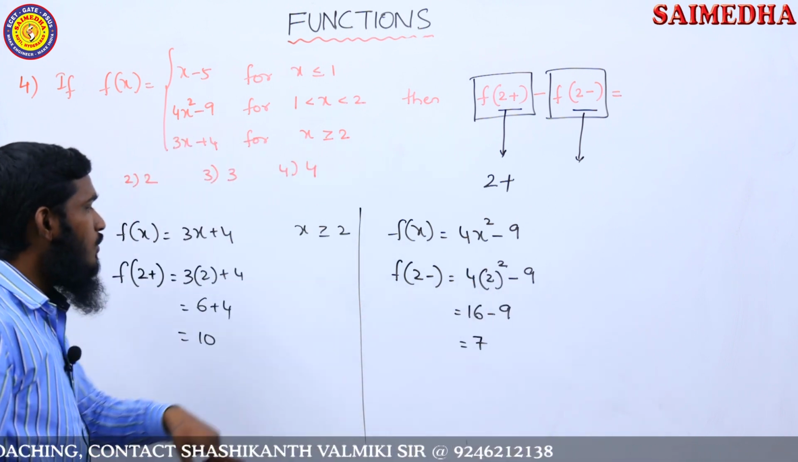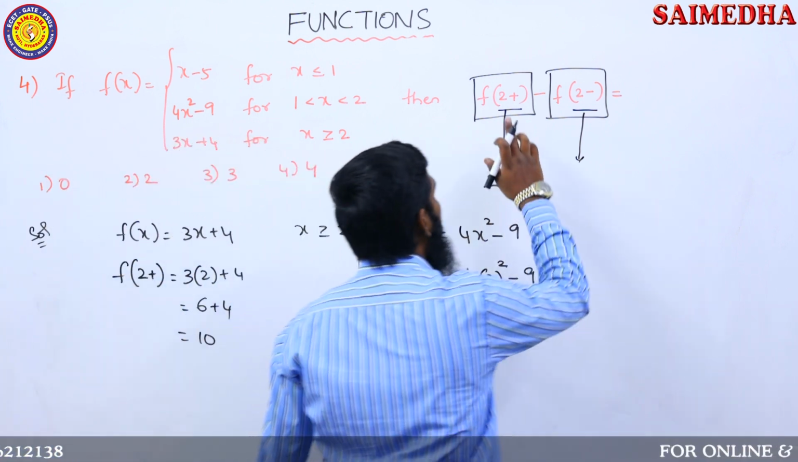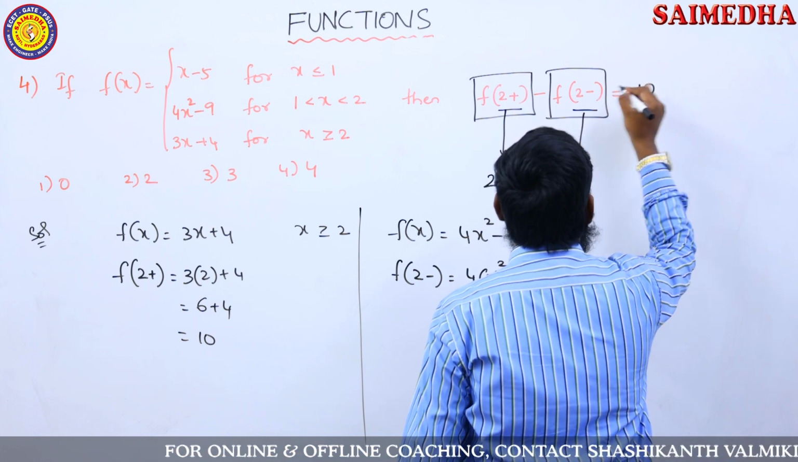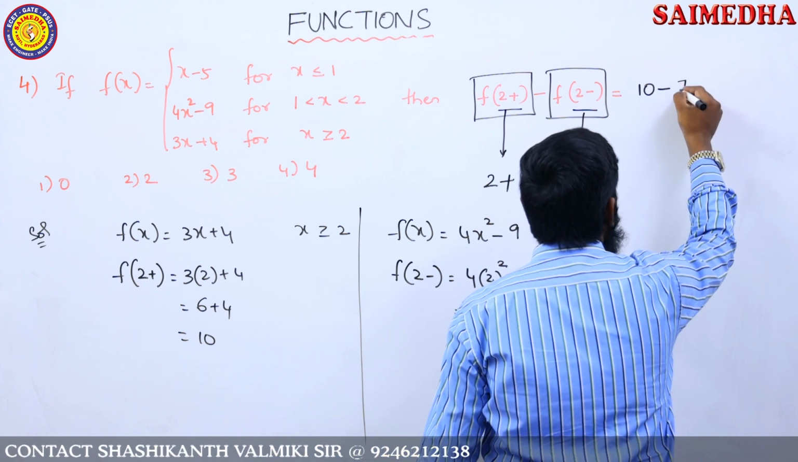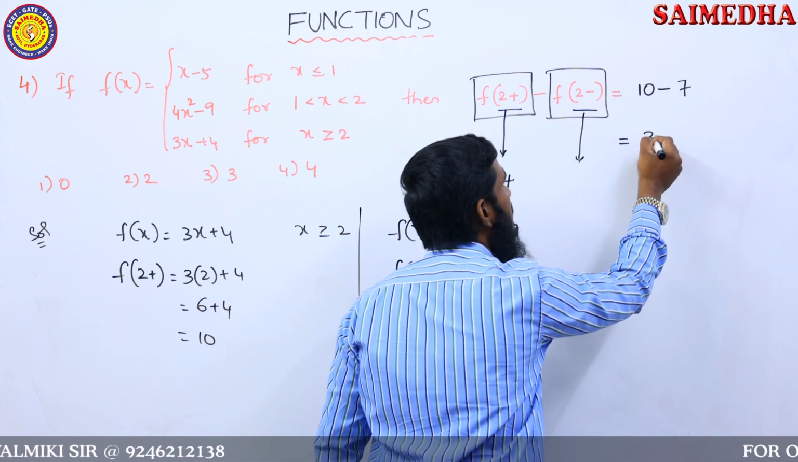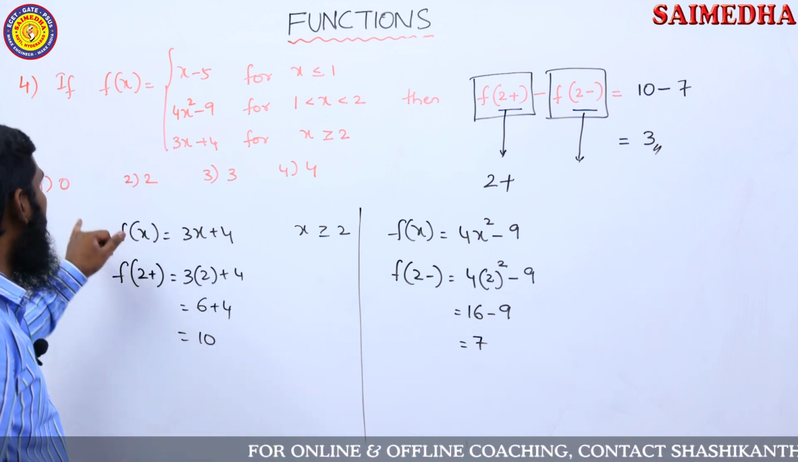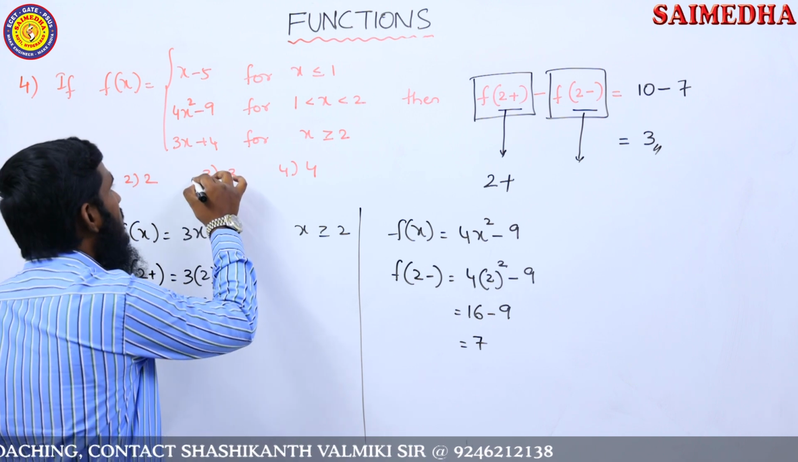Okay, so both values we got. First value is 10, second value is 7. So f of 2 plus is 10, minus f of 2 minus, which is 7, which equals 3. That is the answer we are getting. What are the given options? 0, 2, 3 and 4. So let us go with the third option.